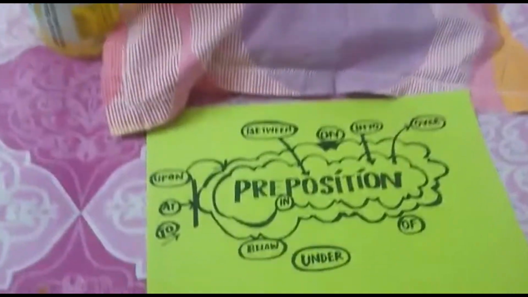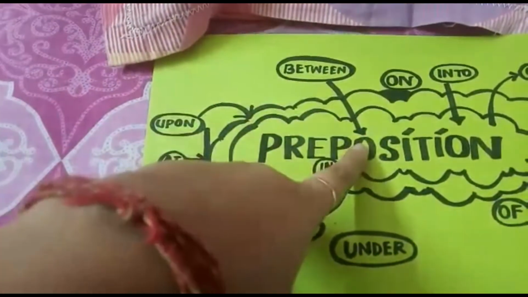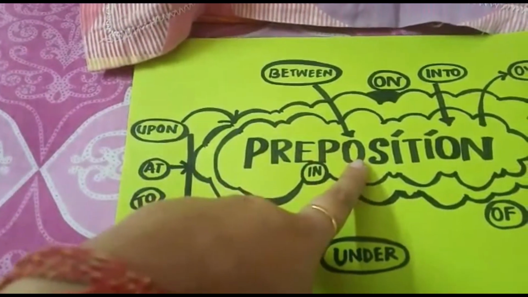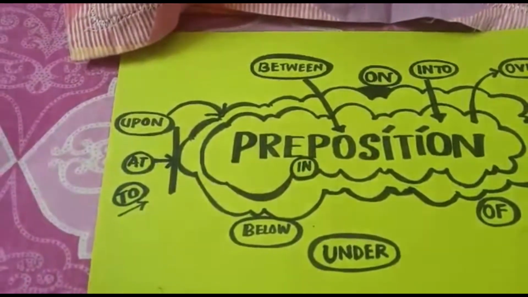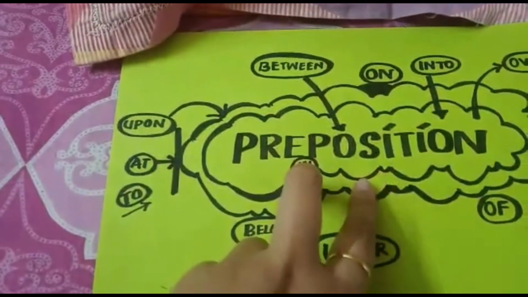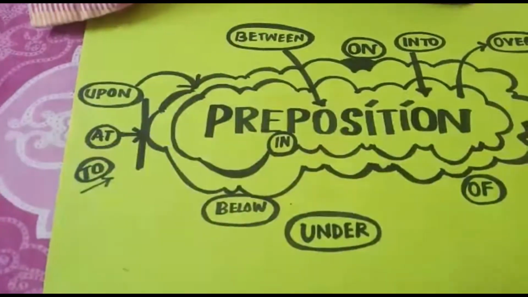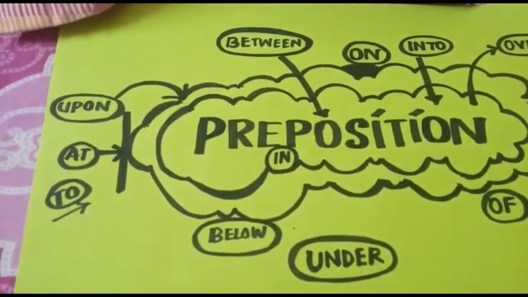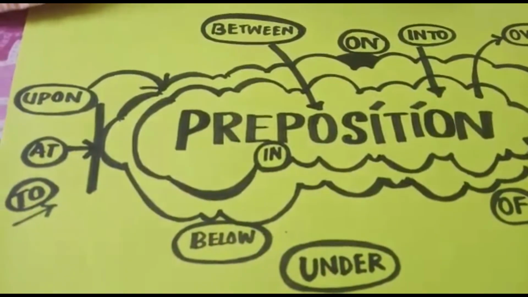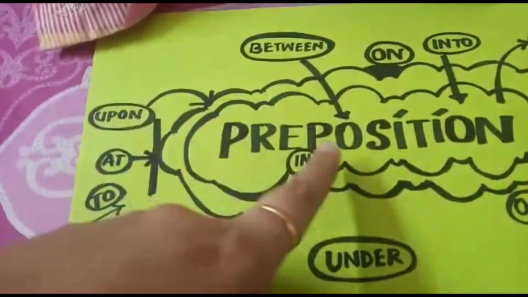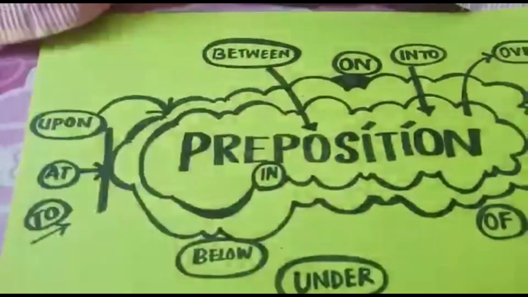Next preposition which I will explain now is between. You can see the position of O here. O is between P and S. So when one object is between two objects, that time we use between. For example, the child is standing between his mother and father. See the position, it is between two objects.